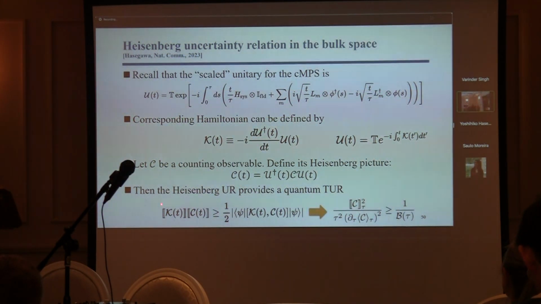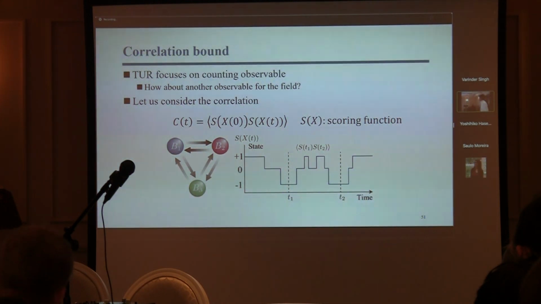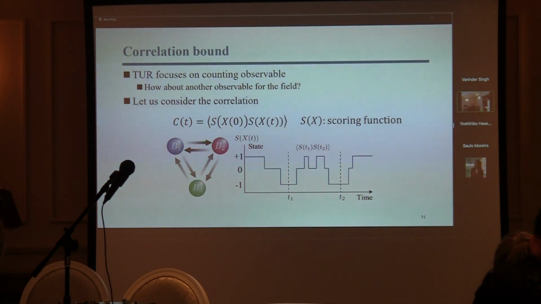So this is a Heisenberg uncertainty relationship where operators X and Y are replaced by K. K is a Hamiltonian which induces the time evolution of the CMPS, and N_t is the counting observable. Then calculating this quantity, we have this type of quantum TUR. So far I'm interested in the counting observable, but how about another kind of observable for the field? Of course it can be used.